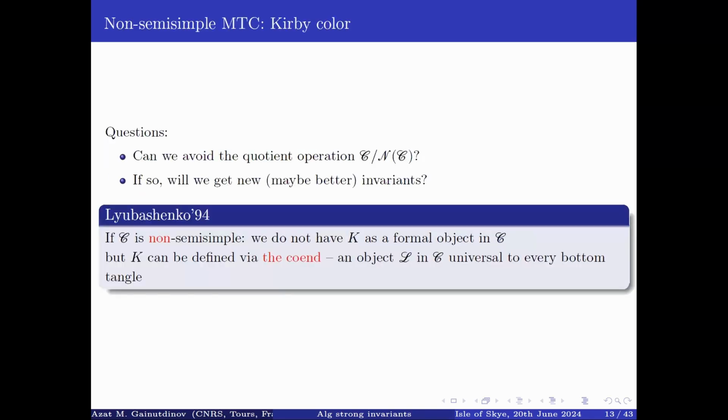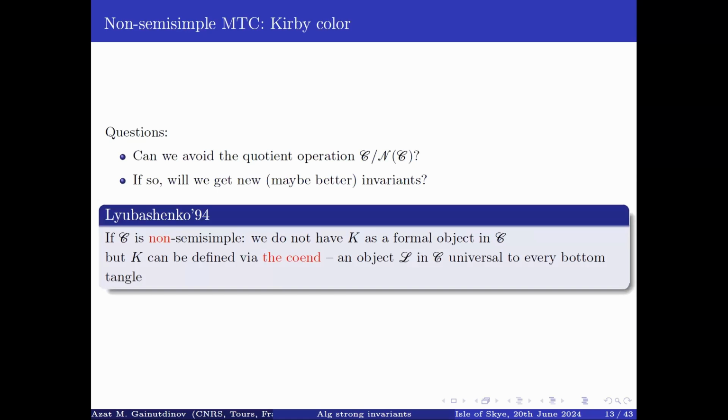Okay, and then people asked questions in the 90s. Can we avoid these quotient operations like killing negligible morphisms? Can we work with the full non-semi-simple modular tensor categories? If so, maybe we get new invariants, maybe they're better. And this was addressed, I think, for the first time, with some people involved in this, by Azat Gainutdinov in '94, and a more categorical approach was by Reshetikhin in '94.